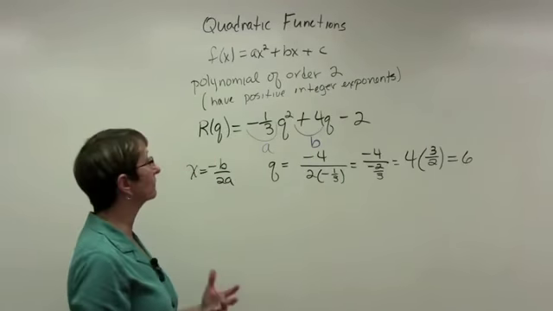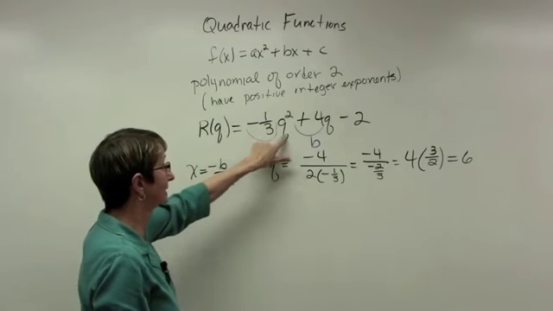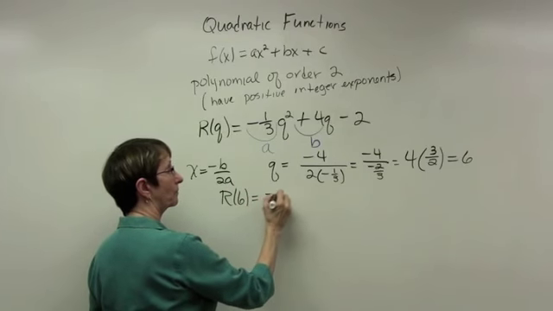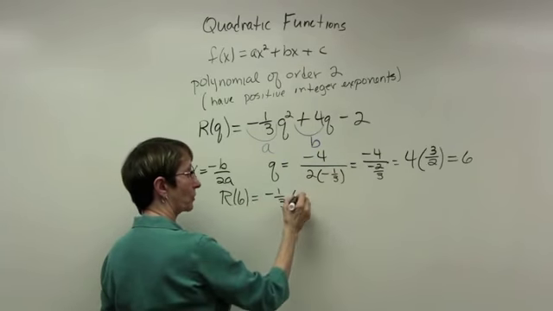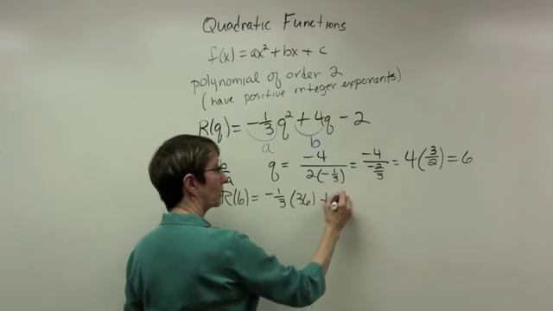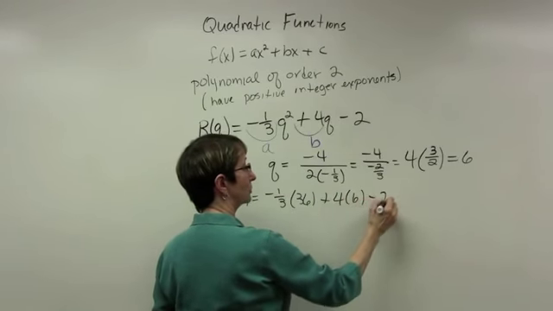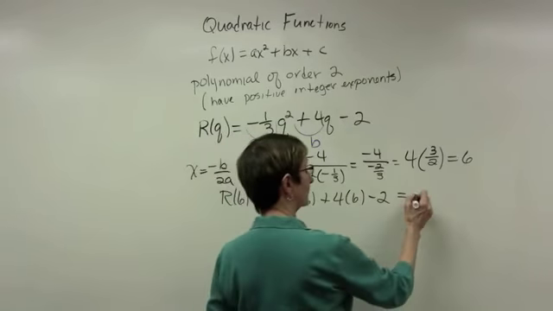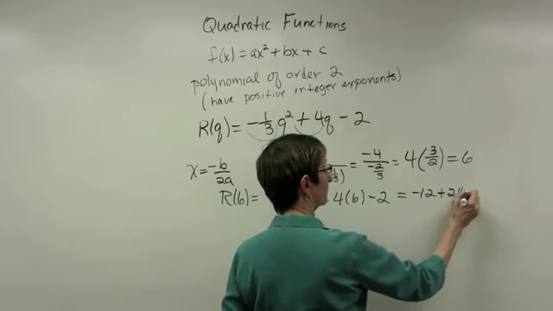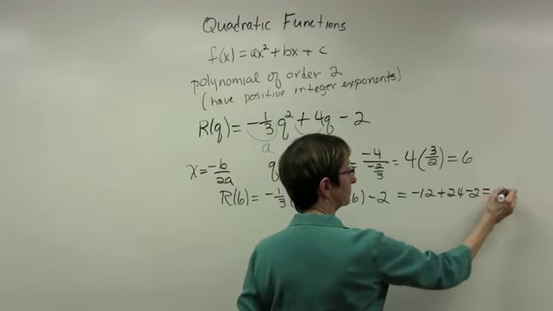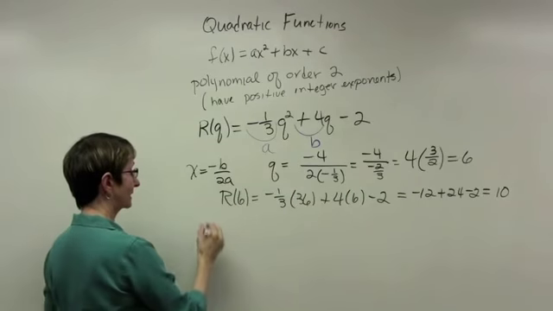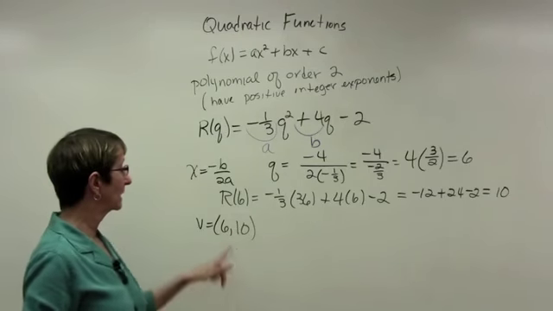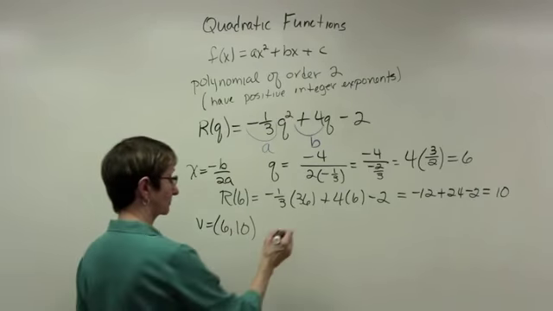To find the y coordinate of the vertex, I plug it back in place of q. So every place there's a q, I put a 6. Negative 1/3 times 6 squared, which is 36, plus 4 times 6, minus 2. 1/3 of 36 is 12, so that gives me negative 12 plus 24 minus 2, which gives me 10. So the vertex is the point where q is 6 and r is 10.